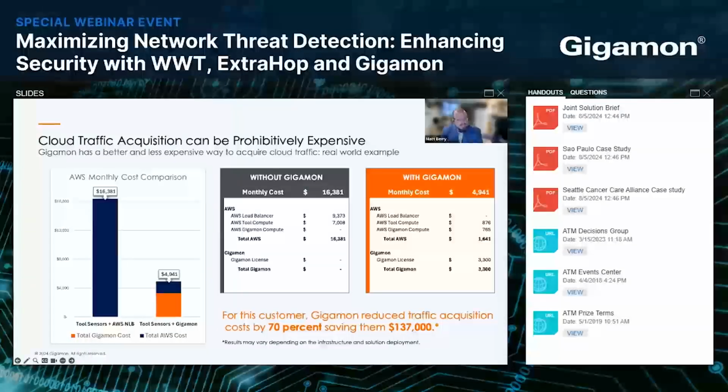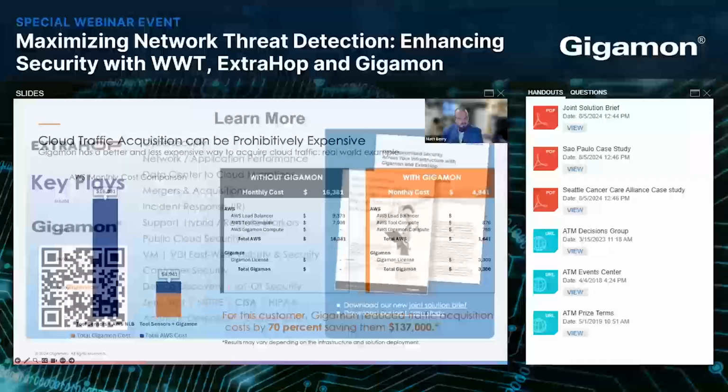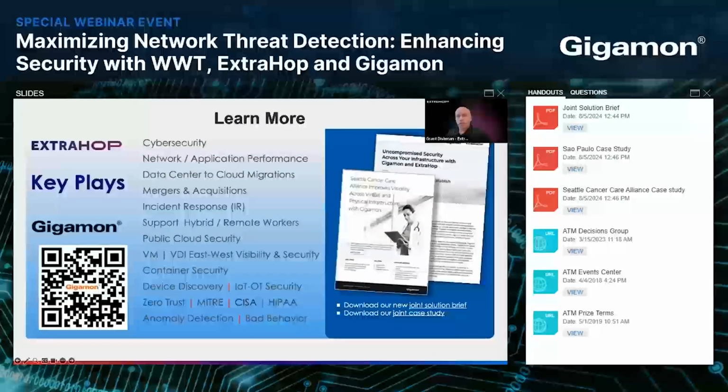Grant, is there anything that you'd like to add to what we have here? Yeah, one of the great things about the partnership between ExtraHop and Gigamon is just the sheer depth of use cases where we can help reveal cyber risk and reduce operational costs.